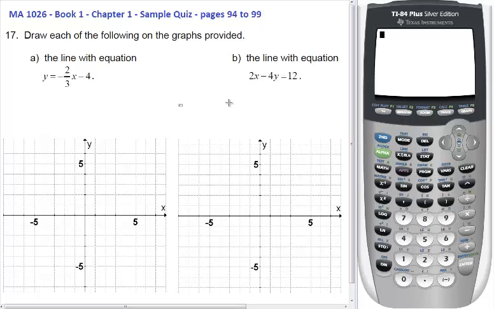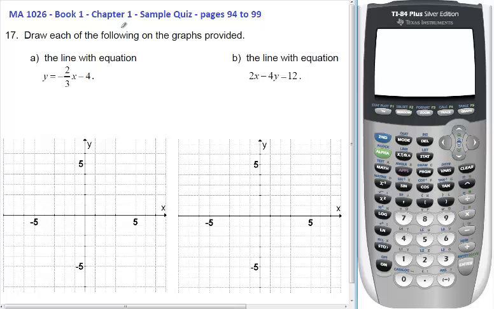Good day, students. Now we're going to look at the solution to 17a and b, part of your long answer questions at the end of chapter 1. It's in your sample quiz. Of course, it is in book 1 of your Math 1026 booklets. And it's asking us in all of 17 to draw equations of lines and equations of inequalities. So let's have a look at these.